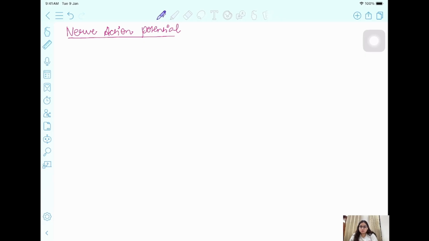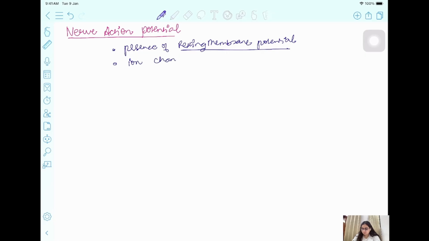For any cell to generate an action potential, two things are required. First one is presence of resting membrane potential, and second one is presence of ion channels. So here are two things.